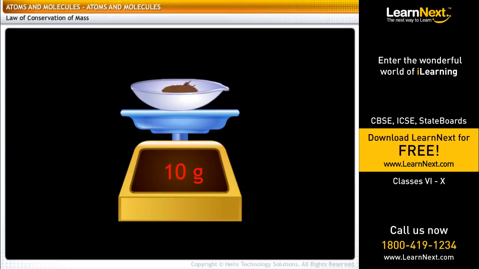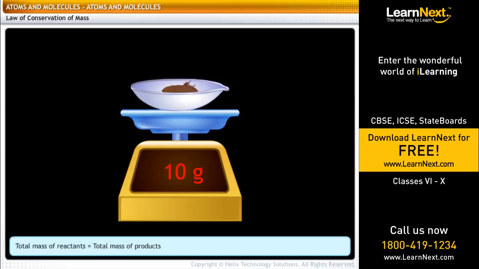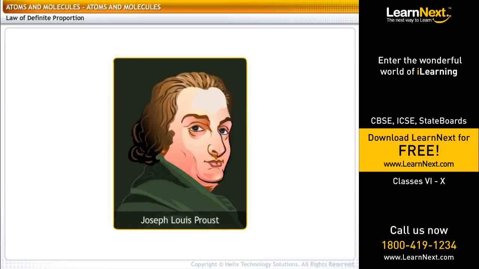Therefore, the law of conservation of mass can be stated as: in any chemical reaction, the total mass of the substance before and after the reaction is the same, although its matter undergoes a physical change. The total mass of reactants is equal to the total mass of products. This led scientists to ponder over the combination of substances, and they conducted various experiments. All these observations were accepted, and the law of definite proportion was proposed by Proust.